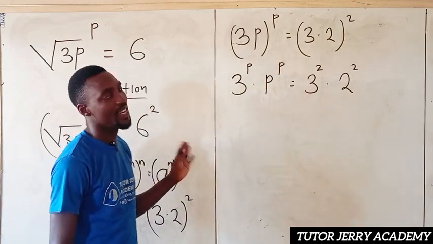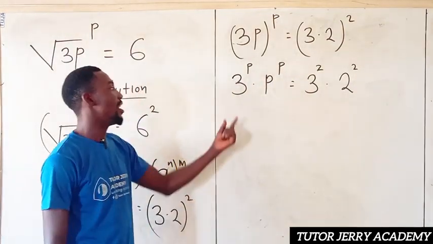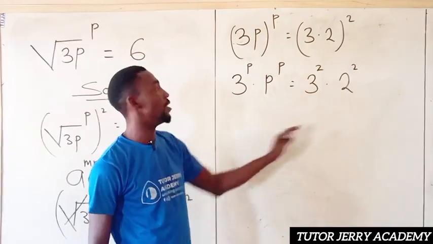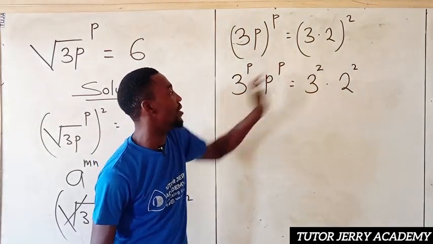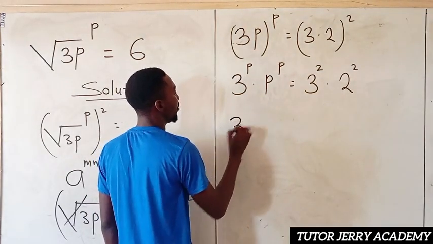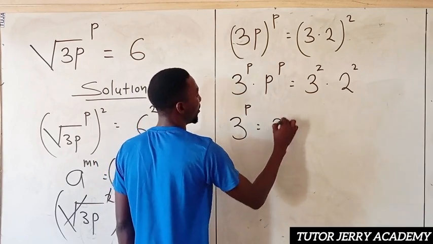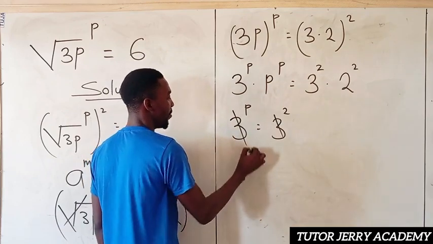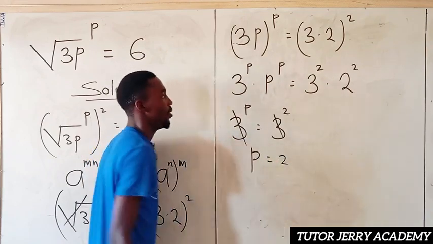Compare the left hand side with the right hand side. Here we have 3 to be the base, here we have 3 to be the base. So it means we can equate this side with this side. So we can say 3 to the power of p is equals to 3 to the power of 2. So here 3 will go with 3, then the value of p is equals to 2.